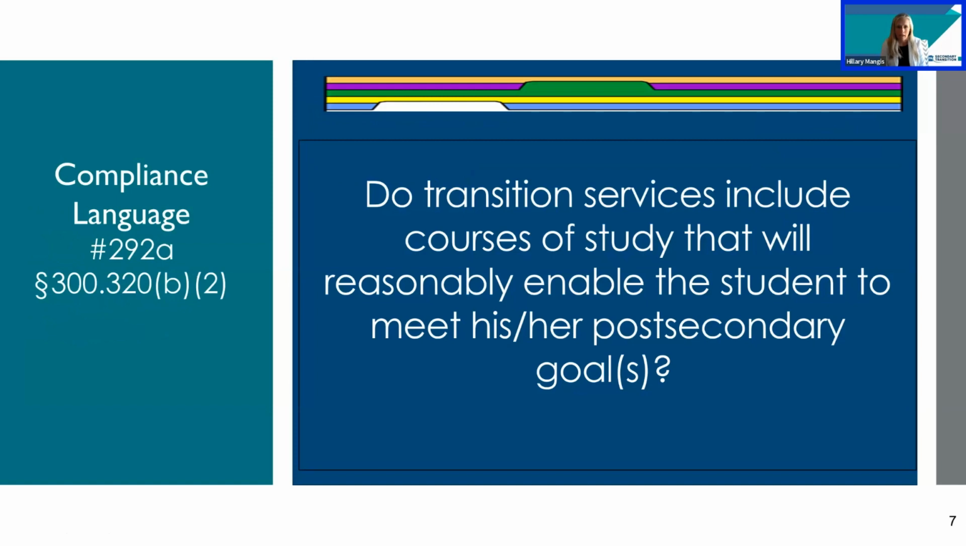The next compliance language for item 292A is, do transition services include courses of study that will reasonably enable the student to meet his or her post-secondary goals? Let's talk a little bit more about what course of study means.